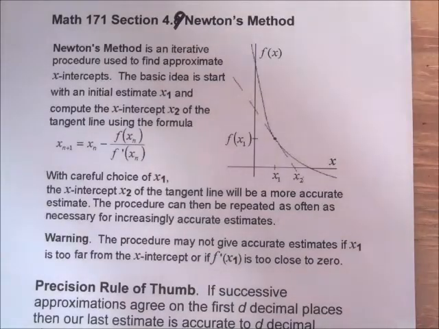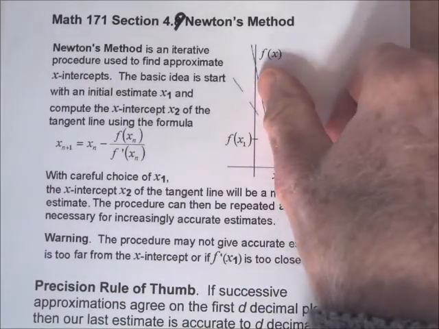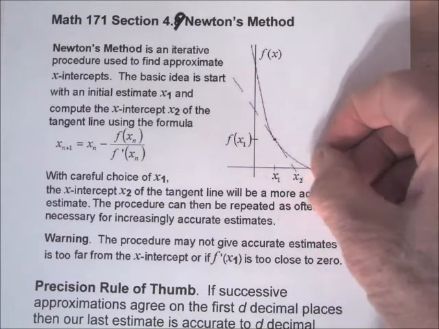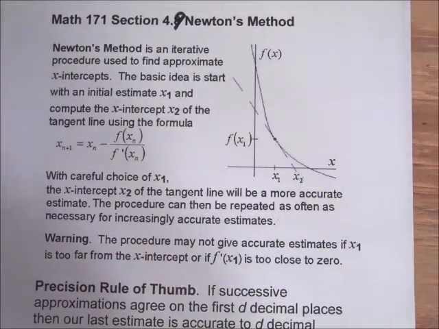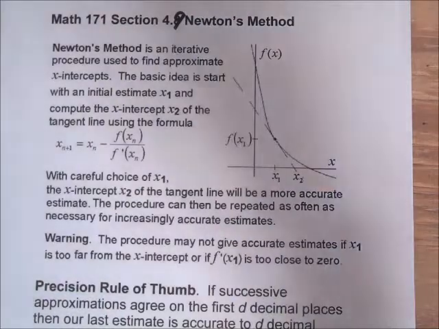Newton's method. This is actually similar to what we were doing in section 4.2, except that it repeats the process. In 4.2, we were using the tangent line to approximate a curve, and so it's the same. Newton's method is the same idea, except what we're doing is we're trying to find the roots of a function.